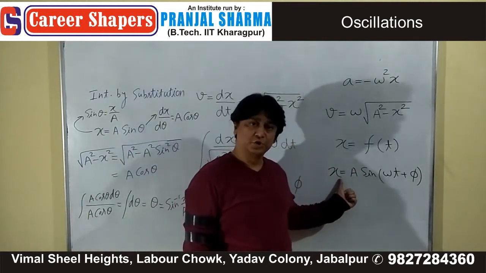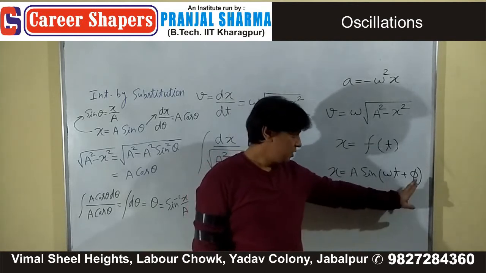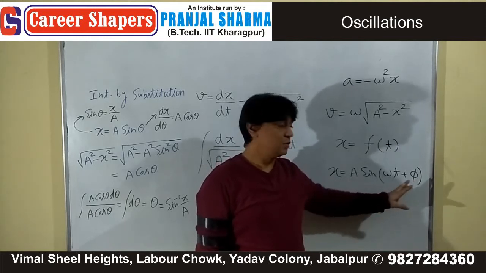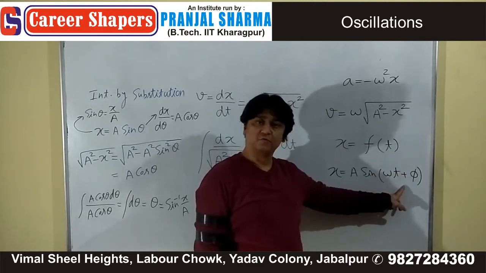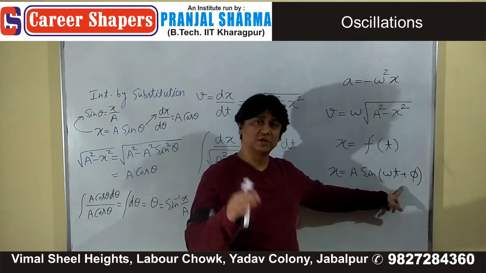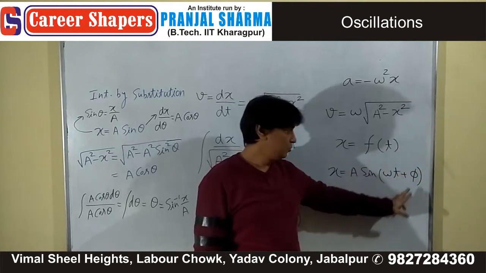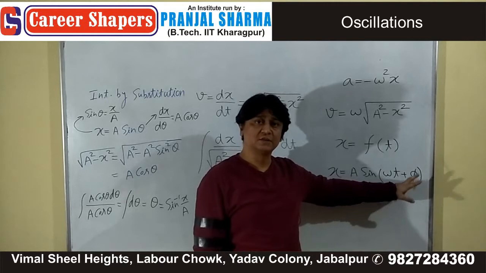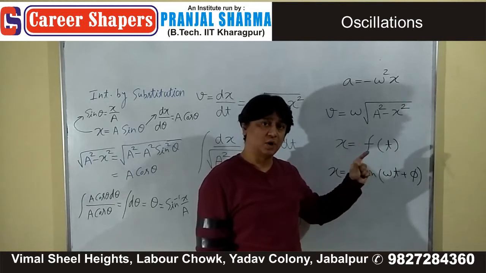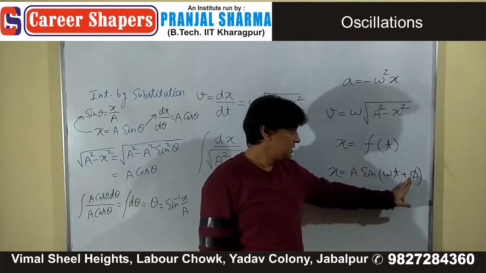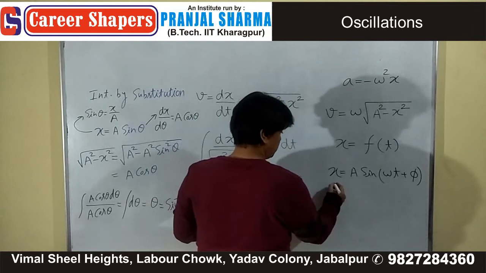This is x, position of the particle executing simple harmonic motion as a function of time. What is phi? Constant of integration. We will calculate its value. But why did we choose phi? Inside sine, we always use what angles? Sine 30, sine 60, sine 90. So just to represent an angle, we have taken constant of integration as phi. If you wish, you can take it as C also, but remember that C represents an angle. Now, this x equals a sine omega t plus phi is called the general equation of SHM.